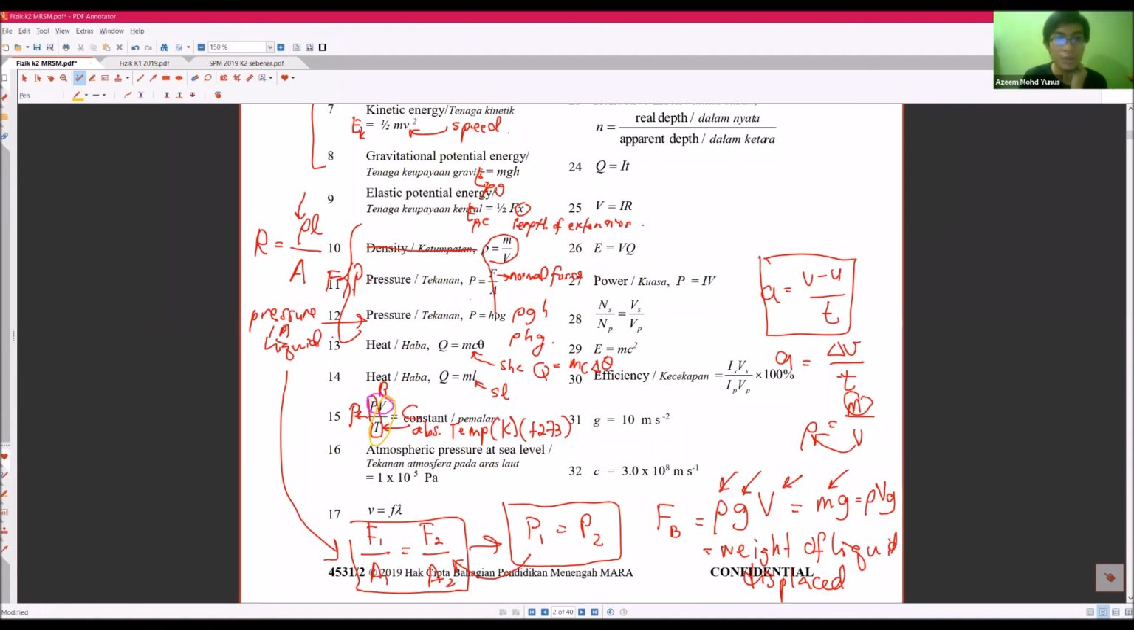Only circle P and T, which means the constant is the volume and mass of the gas. For Boyle's law, temperature and mass are constant. For Charles' law, pressure and mass are constant. So you need to use the constant mass, which means the container doesn't change shape. It's always like that. The only change is the temperature. You can see this is at 30 degrees and the other container, the same size and shape, is at a different temperature, which is 50 degrees. Then you will know exactly that it is the pressure law.